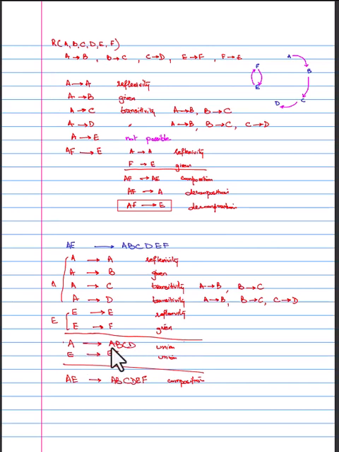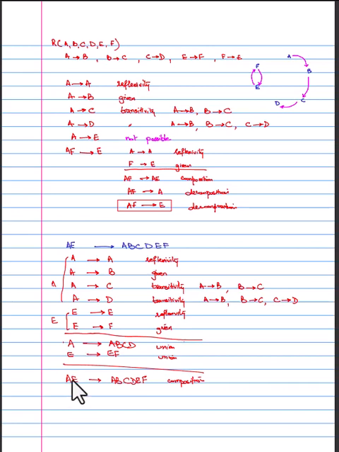Now if we apply the composition property, A identifies these four attributes, E identifies these two attributes. So if we take composition, this means AE will identify A, B, C, D and E, F. So AE is a combined or composite attribute, which identifies all the attributes. AE are the attributes which together identify all attributes as a composite.